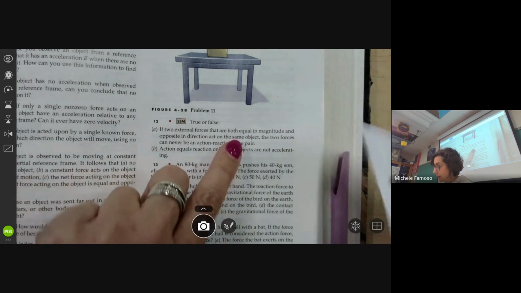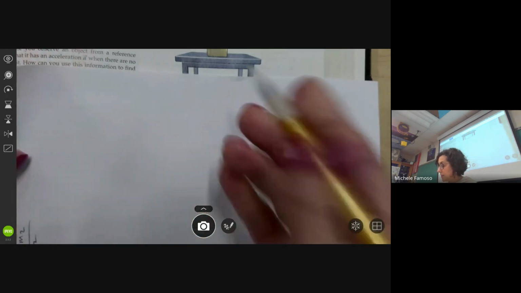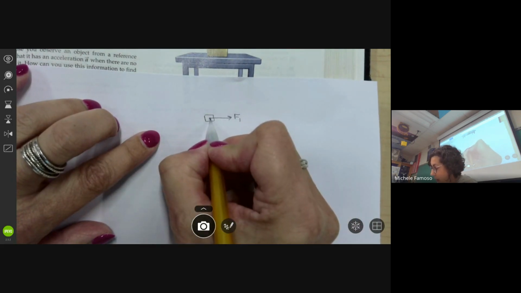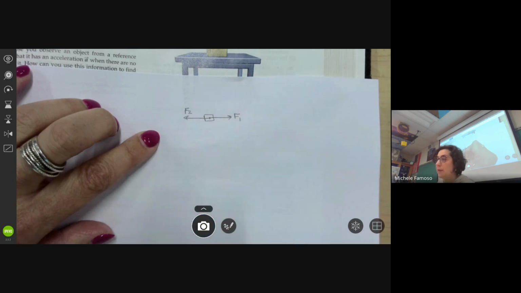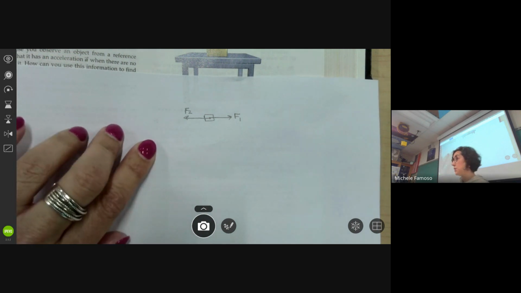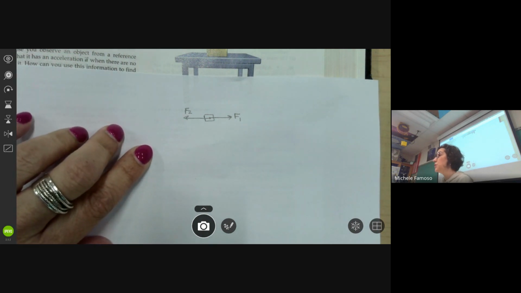So what they're describing in A is this scenario. Here's an object with force 1 pulling this way and force 2 pulling that way. Are those action reaction? No, they're not. Okay, so that's why that is not an action reaction force pair. That's a balanced force pair described by Newton's first law.